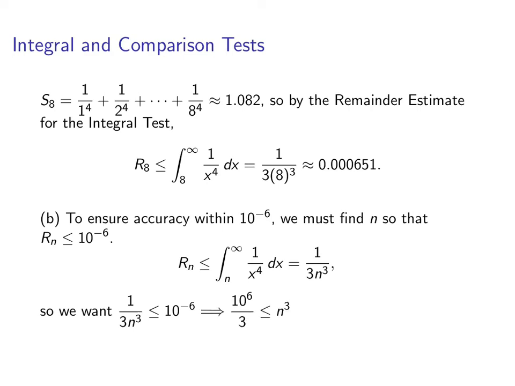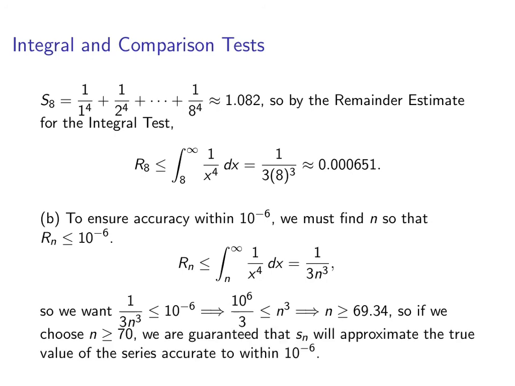Alright, so we just do a little bit of algebra to try to solve for n cubed. And we end up getting that n has to be bigger than or equal to 69.34. Remember that n has to be a whole number. So we're going to choose any value of n bigger than 70. And then we're guaranteed that s sub n will approximate the true value of the series, accurate to within 10 to the minus 6. Okay, that's all for now.